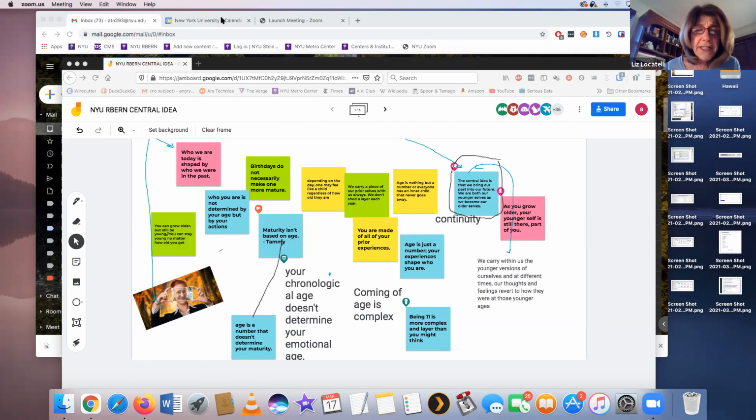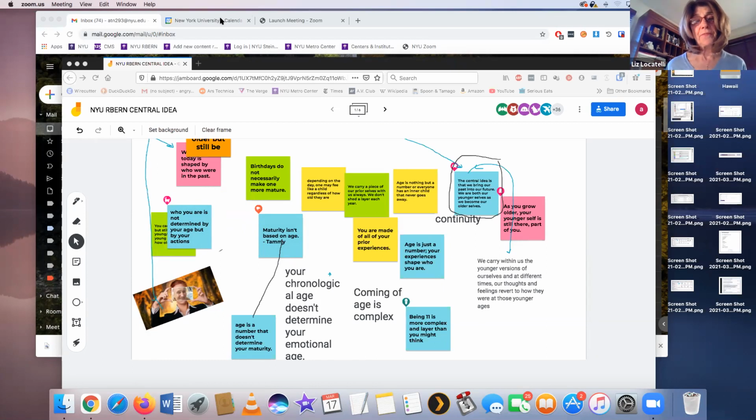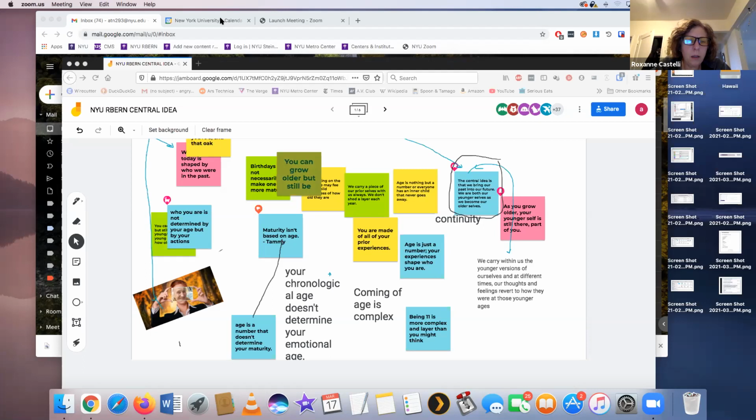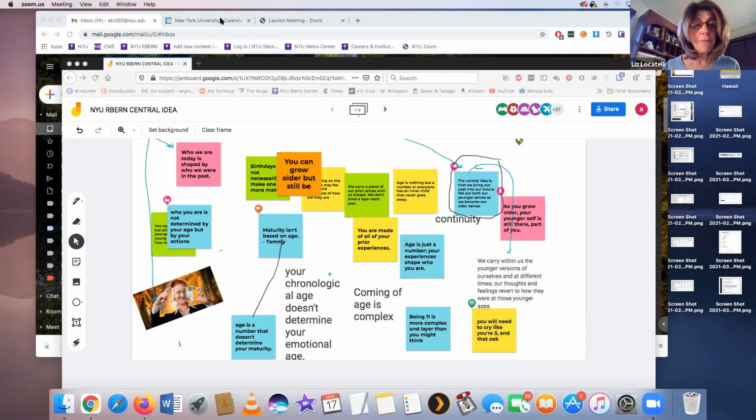So what does this tell us? Which was the easiest statement? Which statement did you find the easiest to support with evidence? Any thoughts, if you had to write this essay? The first one: your chronological age doesn't determine your emotional age. Okay, do people agree? So let's move everything else out of the way and just look at that part.